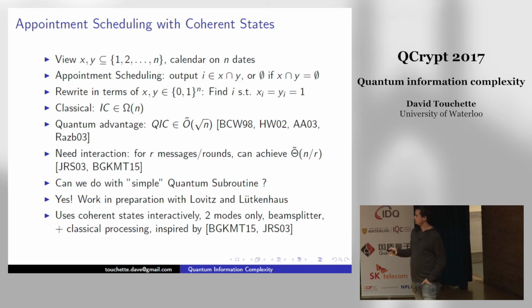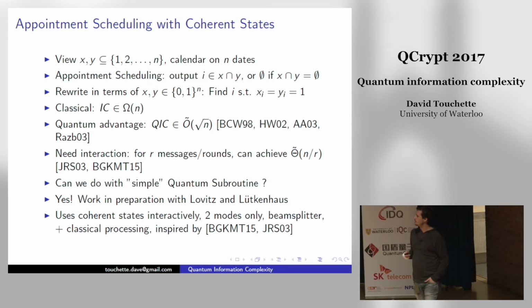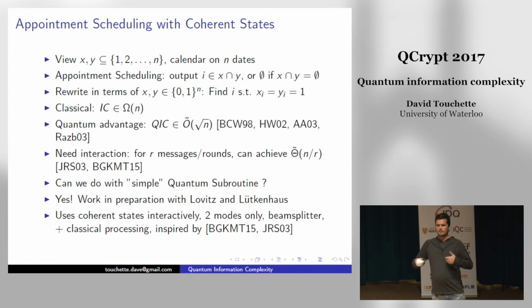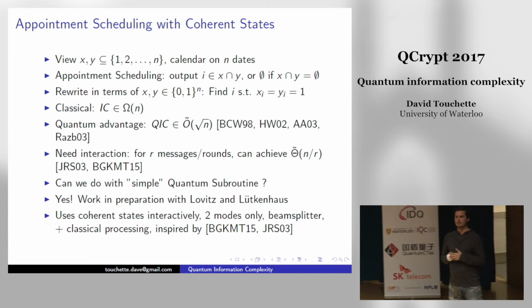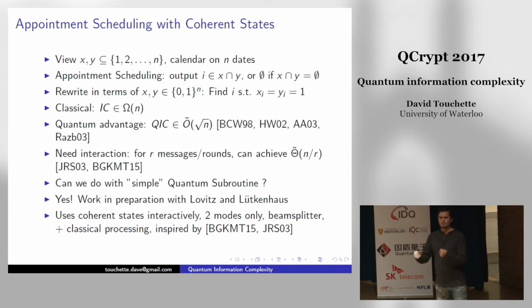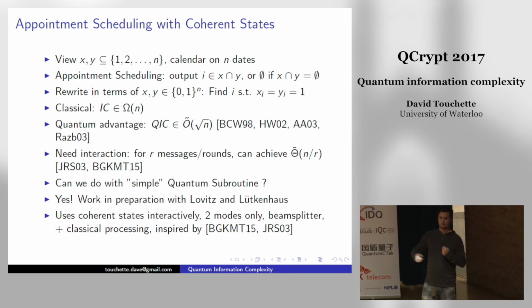But it's also known that, for this specific problem, a single one-way message doesn't do. So if we wish to get a quantum advantage by a factor of r, essentially we need r rounds of interaction. And then we get the full quadratic speedup by using square root of n rounds of interaction.